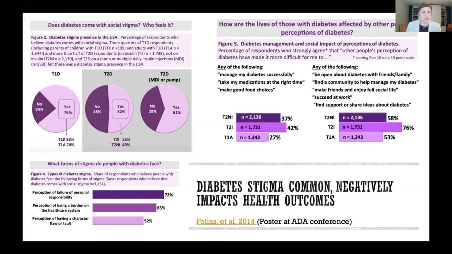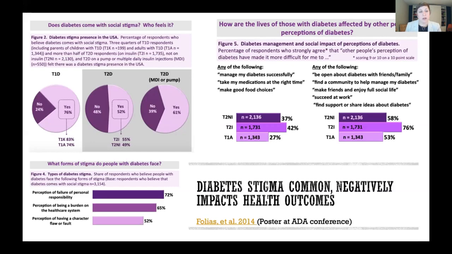Now looking at the bottom left, among those respondents who believed that people with diabetes face social stigma, 72% thought it included perceptions of failure of personal responsibility, 65% perceptions of being a burden on the healthcare system, and 52% a perception of having a character flaw or fault. In terms of the impact of social stigma on diabetes management, and this is the top right graph, 27% of adults with type 1 diabetes, up to 42% of adults with type 2 diabetes on insulin agree that other people's perceptions of diabetes have made it more difficult for them to manage their diabetes successfully, take medications on time, or make good food choices.